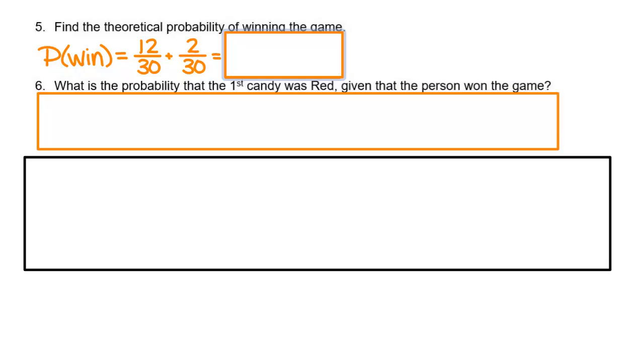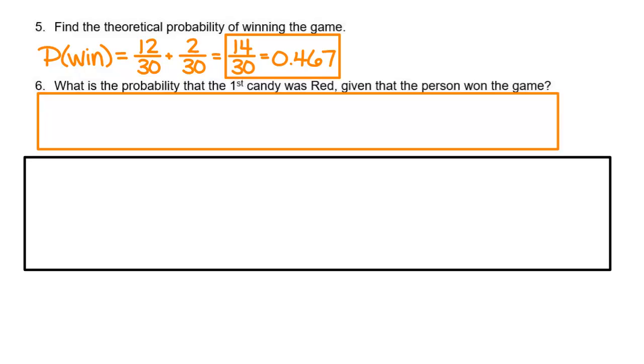What is 14 out of 30 as a decimal? Grab your calculator if you need to. Cell phone calculator's fine. 0.47. Yep, 0.467, so about 0.47.